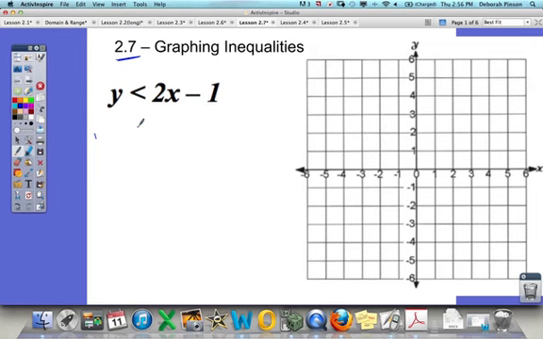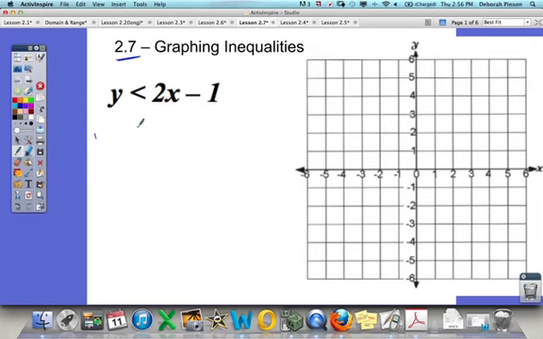Alright, so today in section 2.7 we're going to look at graphing inequalities. You will notice that instead of an equal sign we've got an inequality sign, in this case a less than. We're going to graph both linear inequalities, which means they're going to be lines, or we're going to graph absolute value inequalities, which means they're going to be V's. So let's start with our lines and then we'll look at our absolute value.